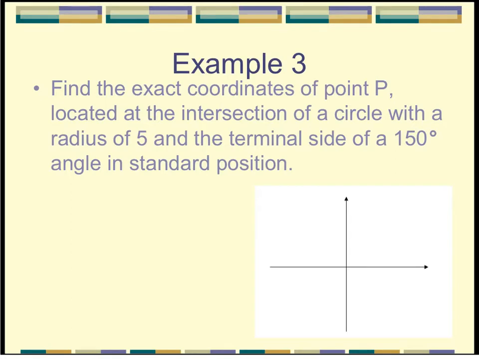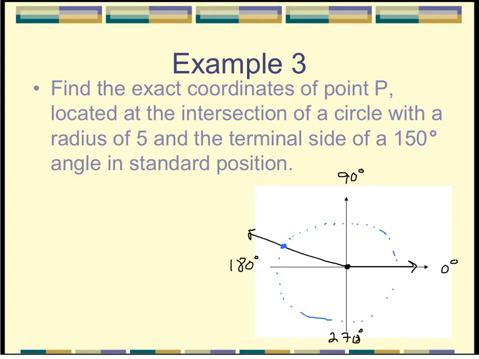So I'm going to go ahead and draw this angle real quick. We know that this is 0 degrees, this is 90 degrees, this is 180 degrees, and this is 270 degrees. My rotation of 150 is going to be approximately right here. We have a radius of 5, so I'm going to draw probably a pretty bad circle here, but this dashed line represents the circle. Okay, so we want to find the location of this point.